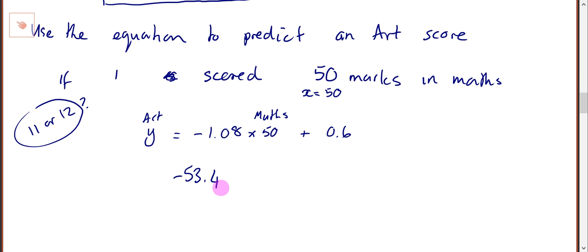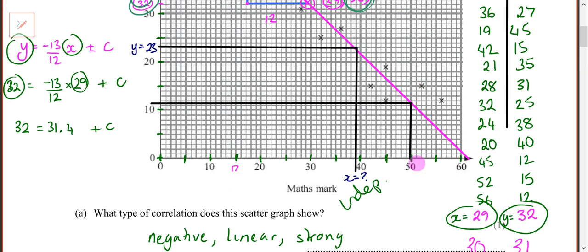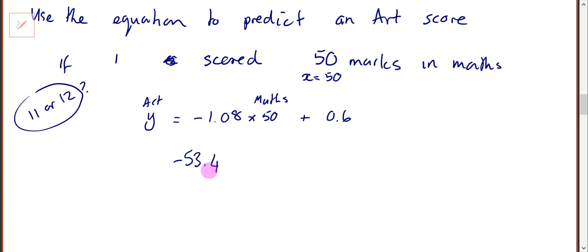I'm not saying you've got the wrong answer, but why does that not look right? It's a negative for a start. Does the answer make sense? We think it should be about 11 or 12, because we used our graph, we went 50 on maths and we went up. This equation should give me 11 or 12. So why have we got an answer here of negative 53.4? What have we done wrong?